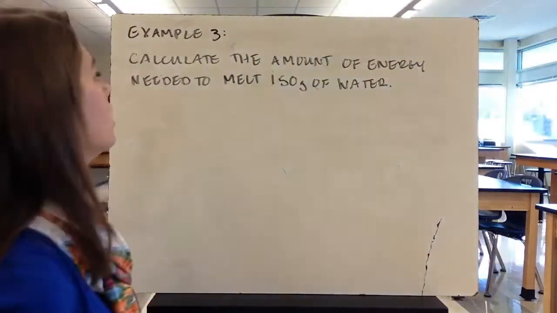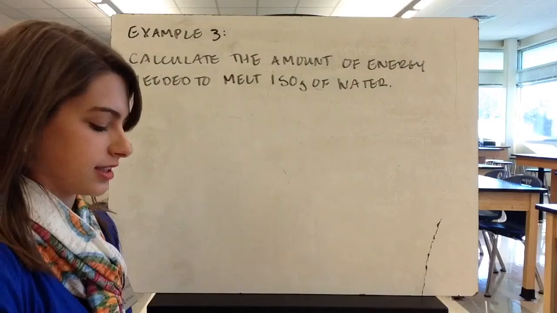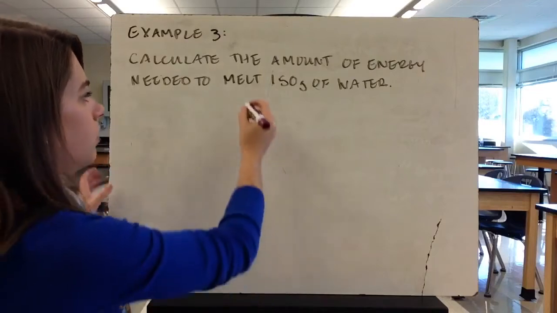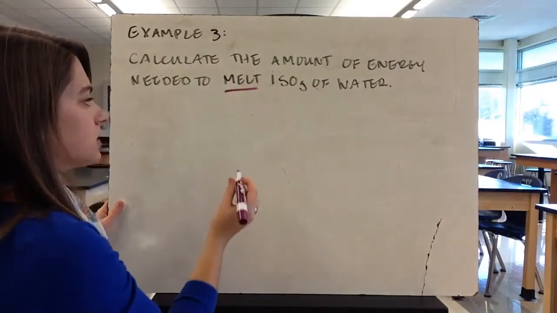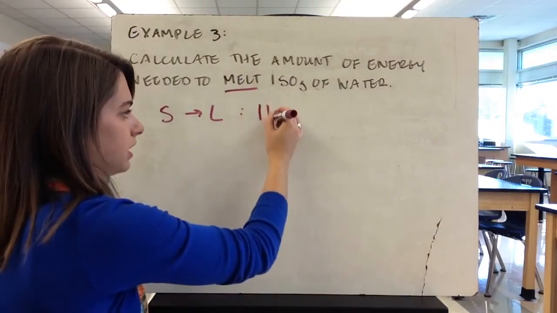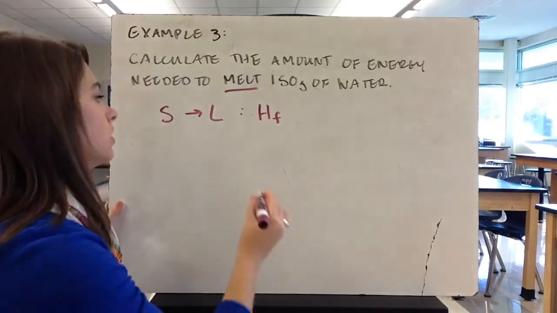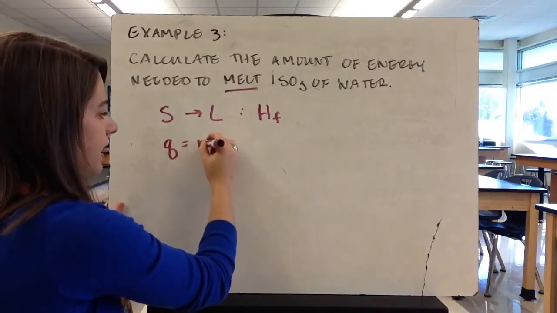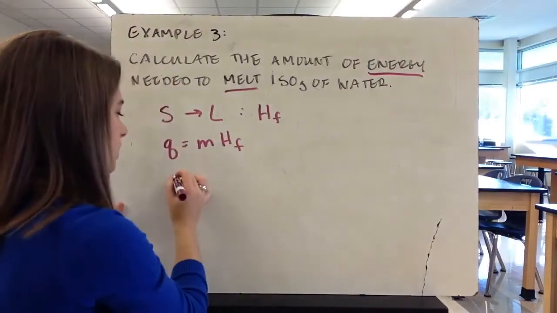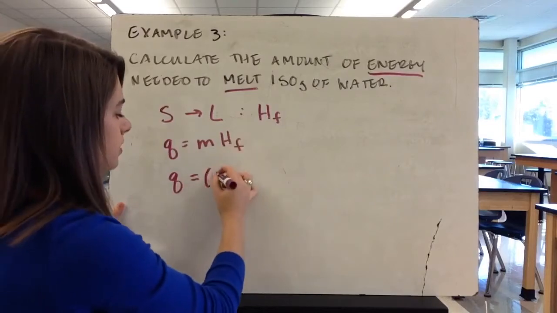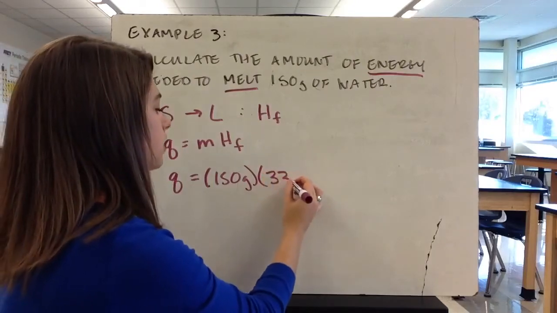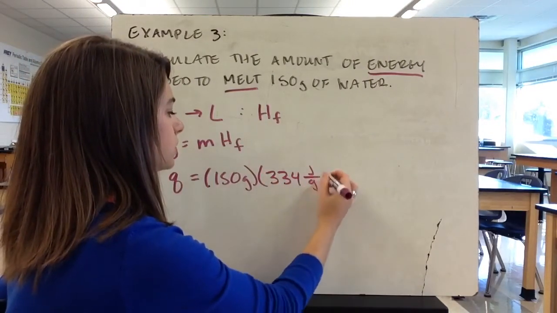Okay, let's look at an example where we're not changing the temperature. This one says, calculate the amount of energy needed to melt 150 grams of water. So since it's melting, we know we're going from a solid to a liquid, which means that we need our heat of fusion. So we're going to use Q equals mass times HF. We're calculating energy, so we're going to leave Q over here. Our mass is 150 grams. Heat of fusion for water is 334 joules per gram.